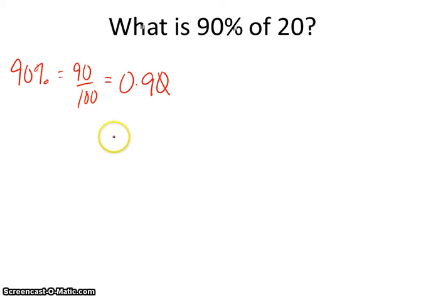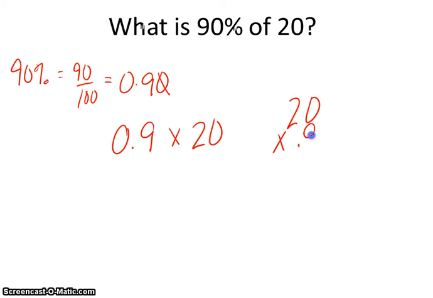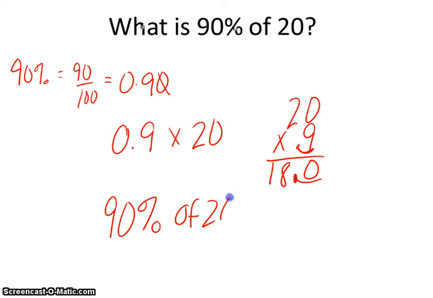So if I wanted to find 90% of 20, I would take the decimal version of 90% and multiply it by 20. Since there is one decimal place in my problem, I need to move the decimal back one place in my product. So 90% of 20 is 18.